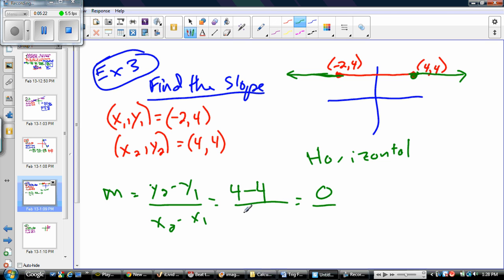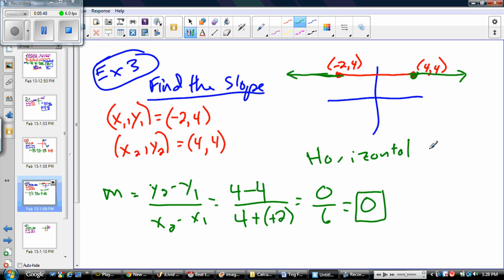And then here my x's, I start with this one, 4 minus negative 2. We can change that, add its opposite. 4 plus 2 is 6. Hopefully we recognize that 0 divided by 6 is still 0. So my slope is 0. When we think about that, I don't rise at all, but yet I continue to run.